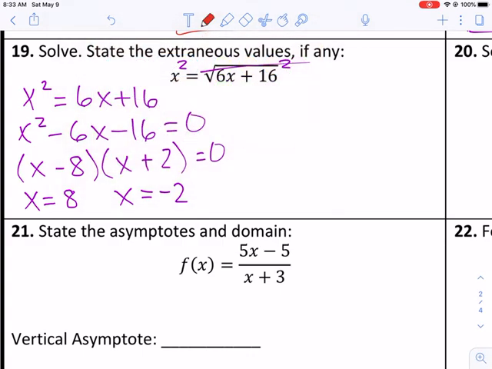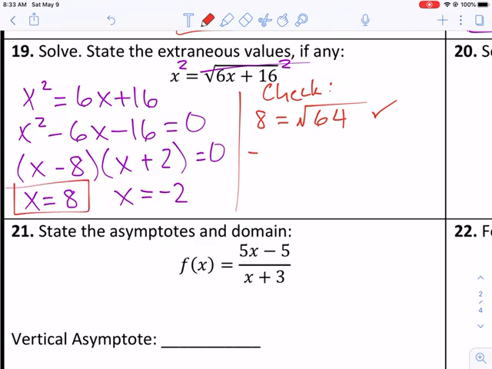We're going to now plug them in and check our work, make sure there are no extraneous solutions. When I take 8 and plug that in, 8 is equal to the square root of 6 times 8. 6 and 8 went on a date, now they're 48. Plus 16, let's see, 64. And 8 is equal to the square root of 64. That is true because the square root of 64 is 8.